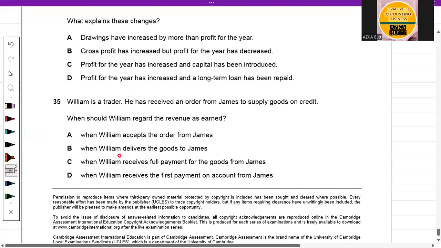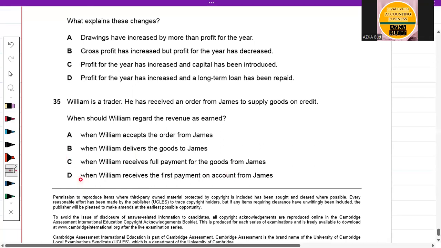In B part, when William delivers the goods to James, yes, this is the right option, because only if William delivers the goods to James can we say that this is our revenue. Whenever we deliver goods to the customer, only in that case will we record it in our books. When William receives full payment for the goods from James, no, it's not like that. So this is not right.